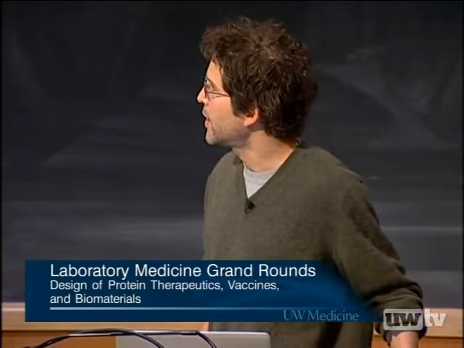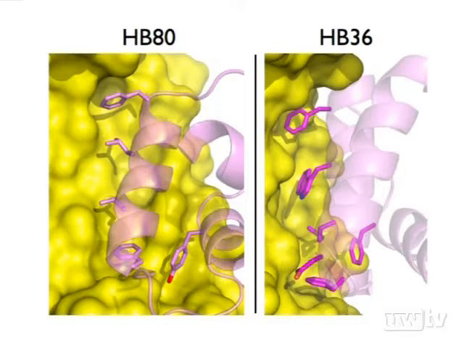So as I said, our methods aren't perfect. We had to make a large number of different designs in order to find two that worked. You can get an idea of the scale by the fact this one's called HB80. Here it is, you see these side chains sticking into the hemagglutinin surface, which is shown in yellow, and the backbone of the scaffold is shown here.